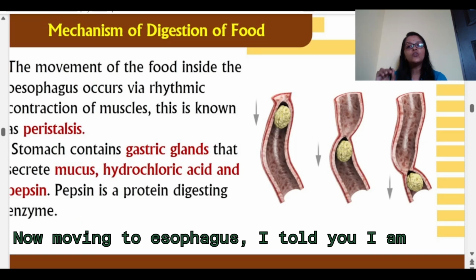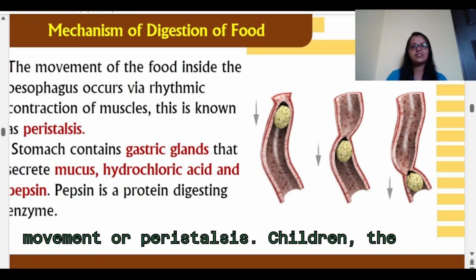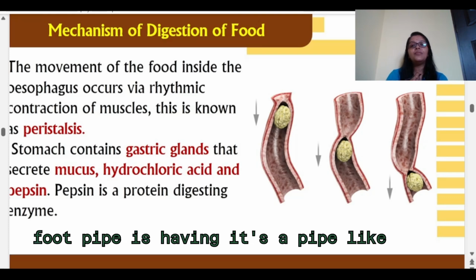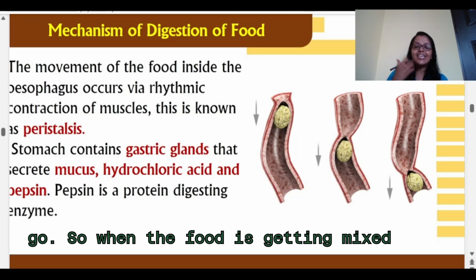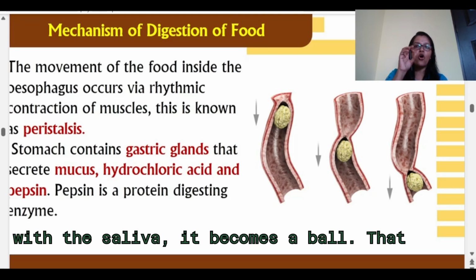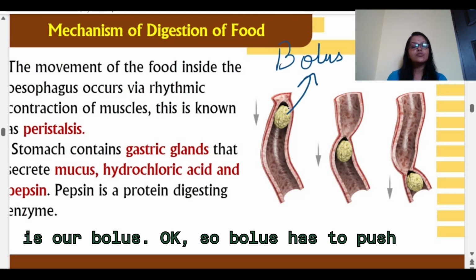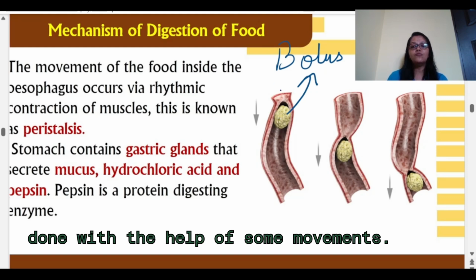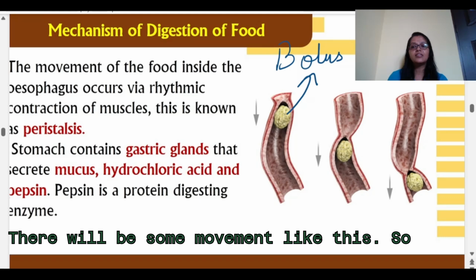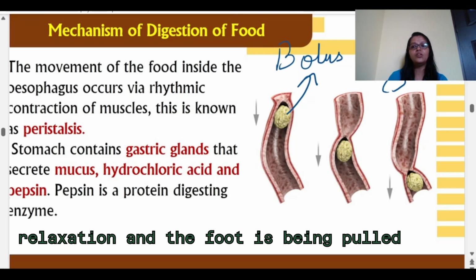Now moving to esophagus, I told you I am going to tell you more about peristaltic movement or peristalsis. Children, the food pipe is a pipe-like structure through which the food has to go. So when the food is getting mixed with the saliva, it becomes a ball. That ball is called a bolus. So this is our bolus, okay? So the bolus has to be pushed down from the mouth to the stomach. It is done with the help of some movements, like this. So contraction, relaxation, and the food is being pulled down.